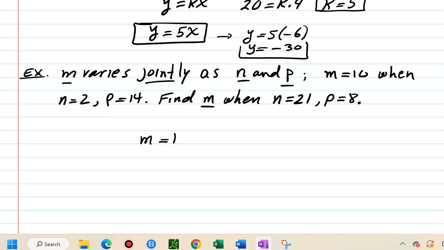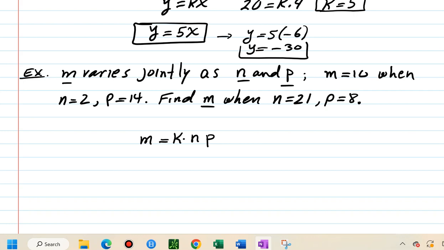So m, there is your k. See, as soon as you write that, regardless of the type, you have the variable equal and then k times. Now the type of variation is joint. So I'm going to join n and p together. There you go. Jointly with n and p.